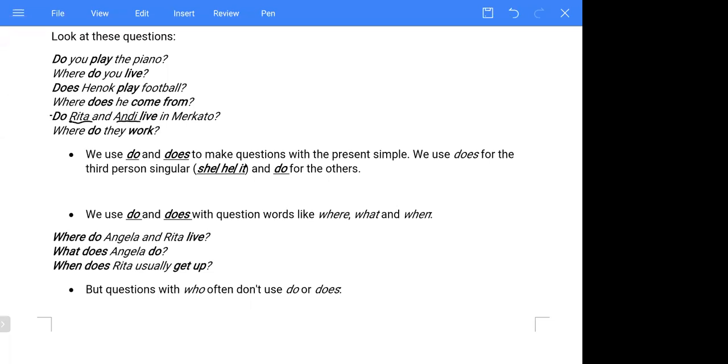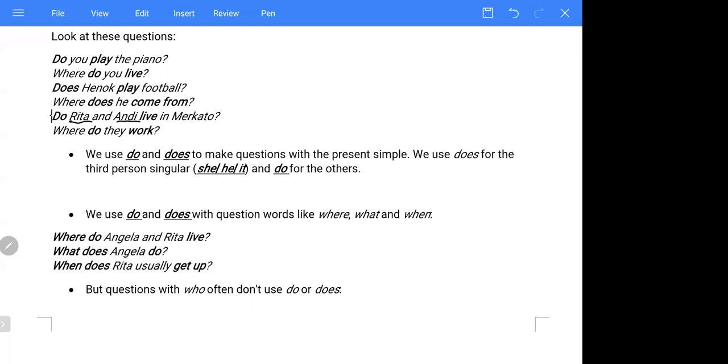Not because of and, but because there are two subjects, Rita and Andy, which means if you want to change this into a pronoun, Rita and Andy becomes they. So in the case of they, we don't use does, rather we use do. That's the exact reason. And the last one, where do they work? Again, the subject is they.